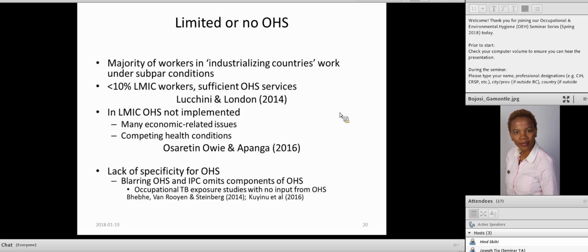We also found a lack of specificity, if I can use that term, for occupational health services. We say that because, when talking to participants, there was a blurring of occupational health and infection control, in the sense that in some areas it omitted some of the fundamental aspects of occupational health. For instance, we found some studies out of South Africa that talked about occupational TB exposure, but you'd find there's really limited occupational hygiene or occupational health in general in those studies.